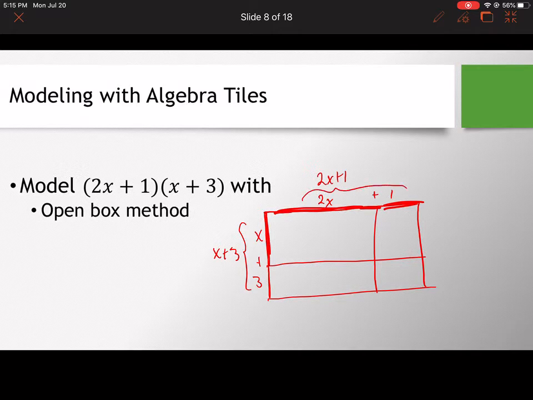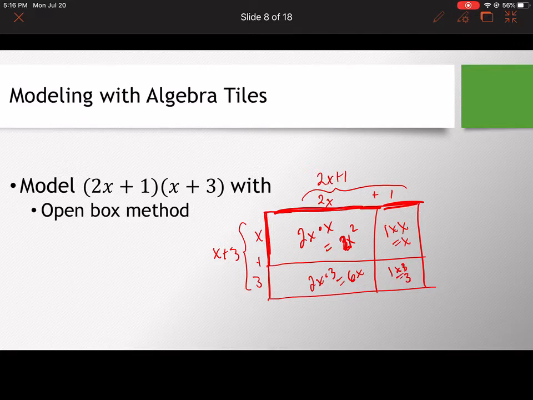Okay. Now we're going to go ahead and multiply each part. So 2x times 2x is 2x squared. 2x times 3 is equal to 6x. 1 times x equals x. And 1 times 3 equals 3.